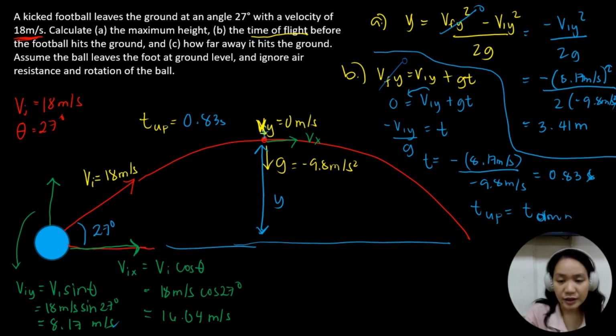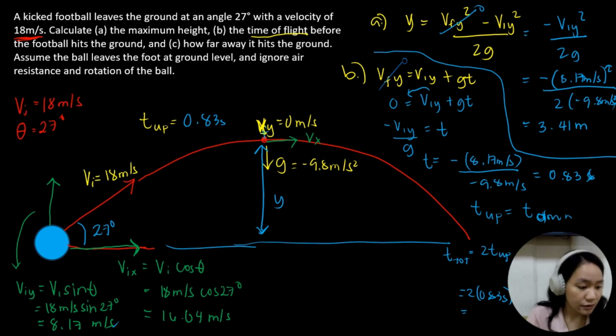Therefore, to get the actual total time, we just simply multiply the time going up by 2, which is 2 times 0.83 seconds, and the answer would be 1.67 seconds. This is the total time of the object as it goes up and down. All right, that's for letter B.